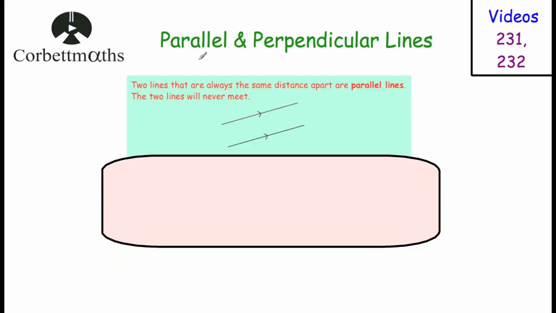Okay, so our next topic is parallel and perpendicular lines. Two lines that are always the same distance apart are parallel lines, so the two lines will never meet. Here we've got an example of parallel lines. People often think of railway tracks whenever they think of parallel lines. That's a good one to think of.